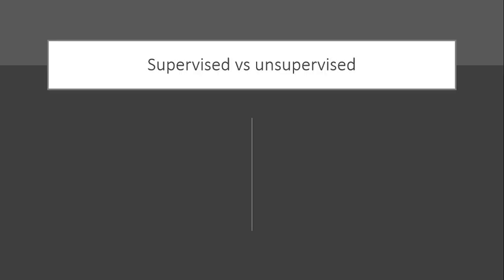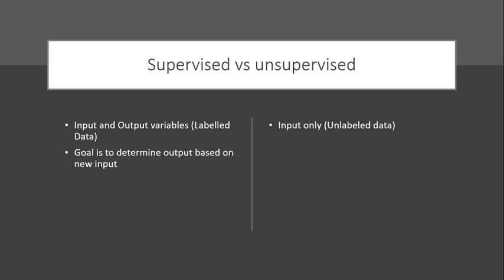In this slide, I will try to briefly cover the difference between supervised and unsupervised learning. Input and output are labeled in supervised machine learning. However, in unsupervised, you have only the input. The goal of determining the output based on new input comes under supervised machine learning. On the other hand, the goal of identifying the hidden pattern inside the input data is unsupervised.